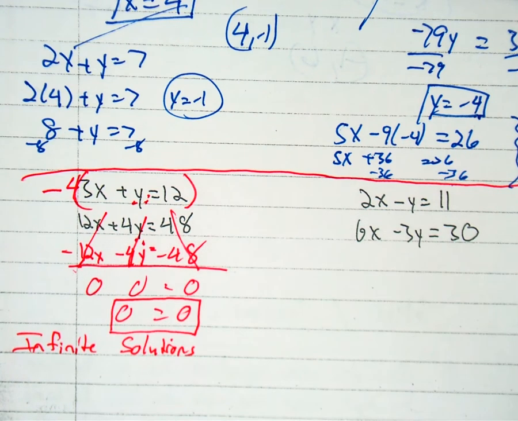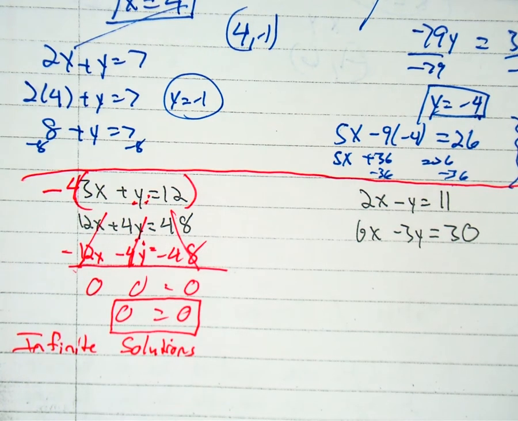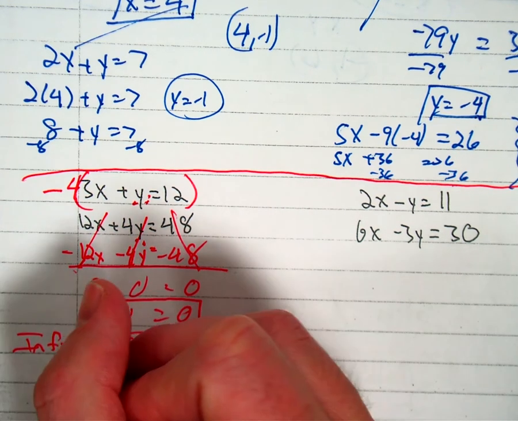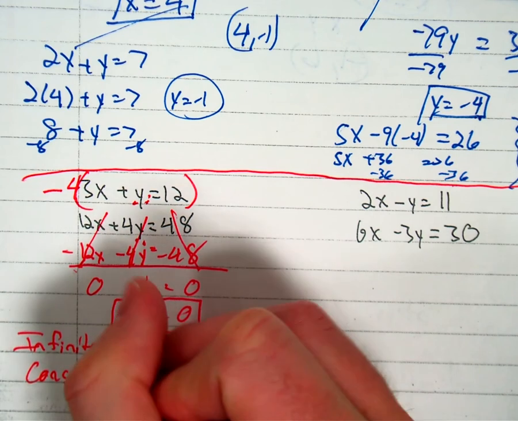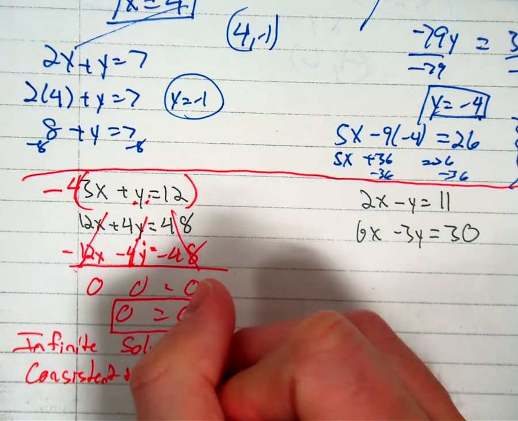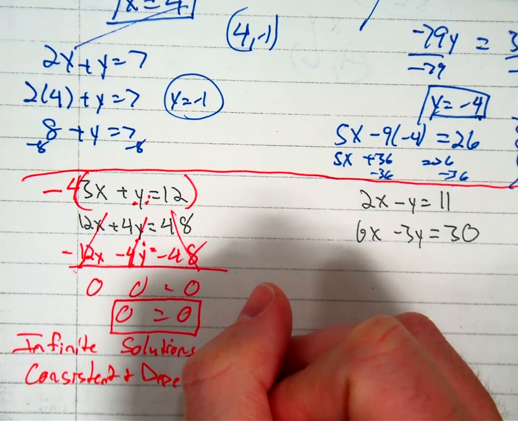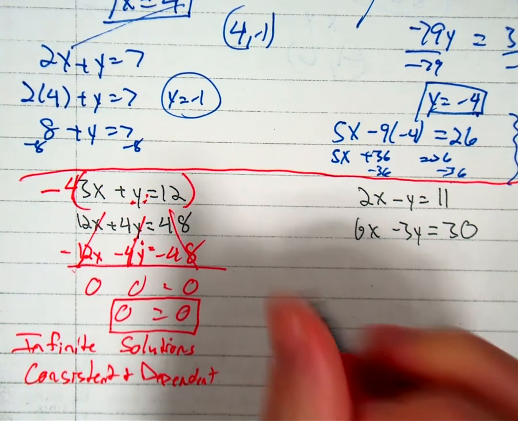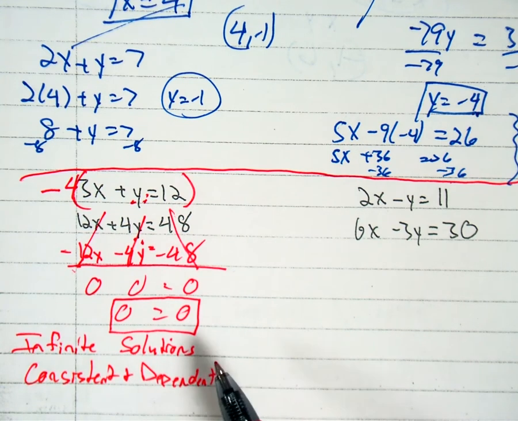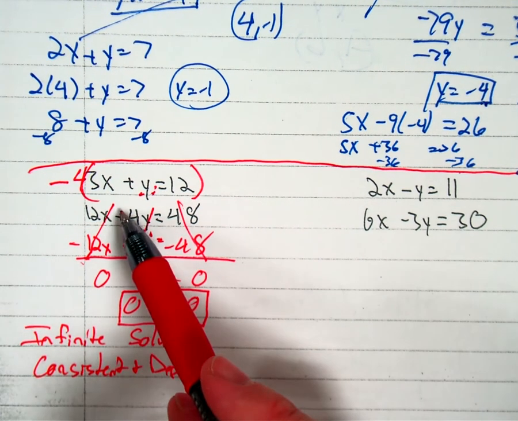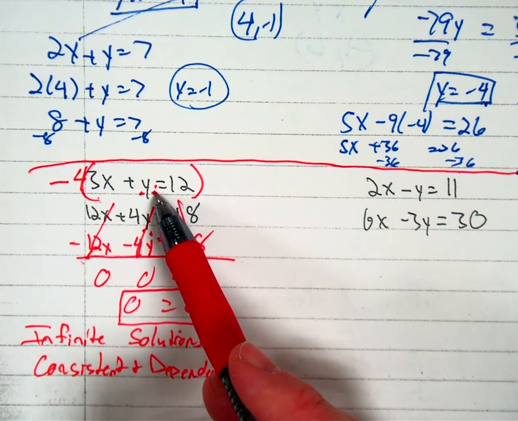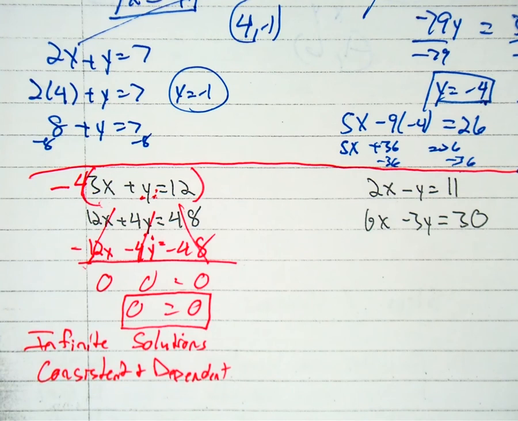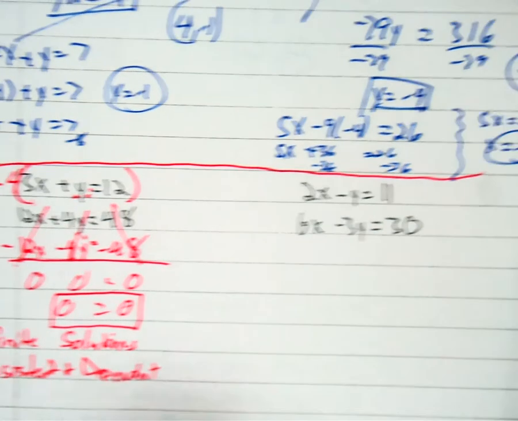And what was our technical term from earlier? Consistent and dependent. There are solutions. There's infinite solutions, but there are solutions, and it depends on what your x is. If my x is 4, 3 times 4 is 12, y would have to be 0. So 4 comma 0 is a solution. There's an infinite number of them, but it depends on what point you have.